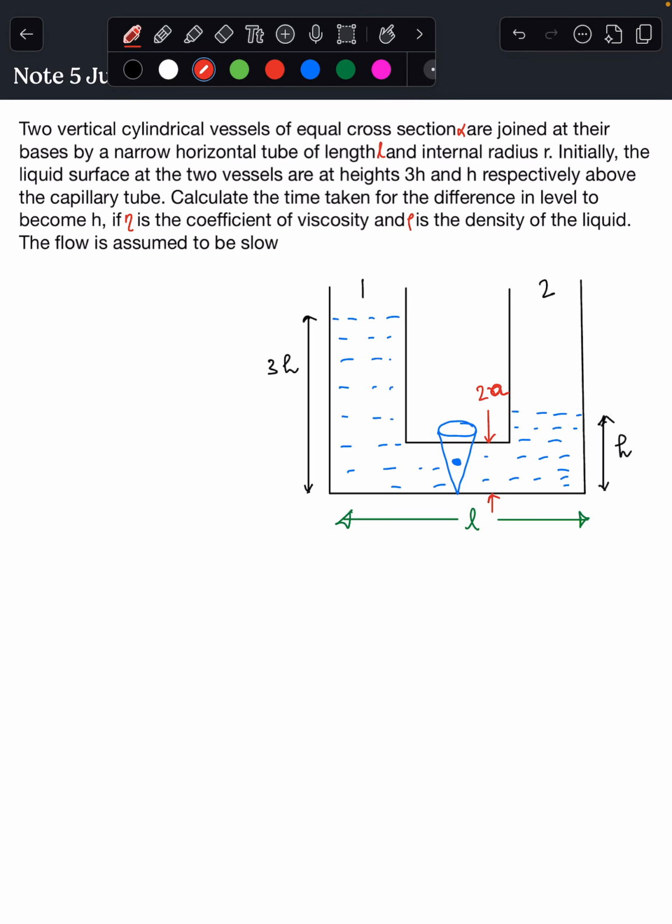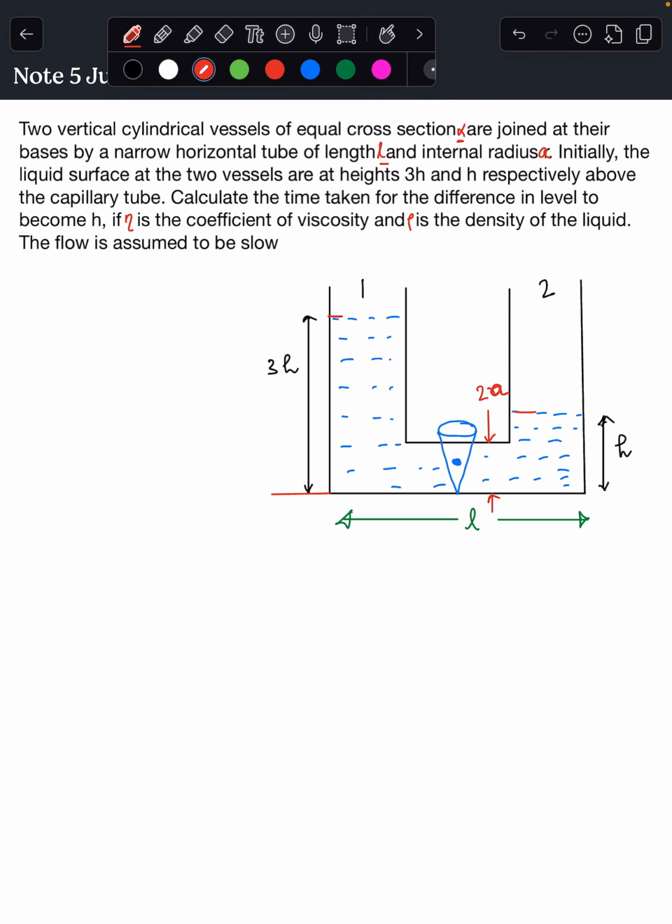So here in this question, you can see that there are two vertical tubes. It is mentioned that they have equal cross-section alpha, joined by another horizontal one with narrow bore, length L and internal radius R. It's given as 2A, so let's take it as A only, small a. Initially the liquid surface in the two vessels is at height 3h, and the other at h from the reference level. This is the datum level I'm considering. They are saying to calculate the time taken for the difference in level to become h.